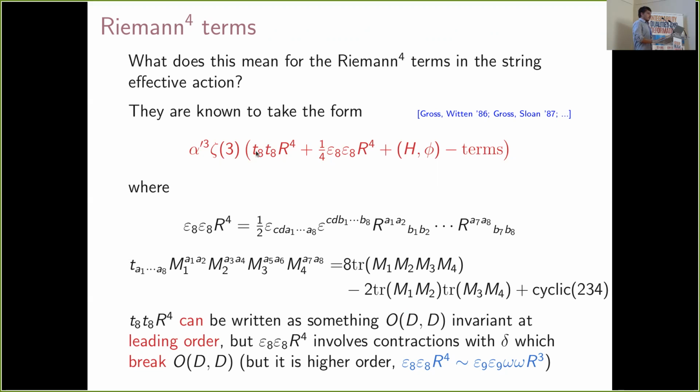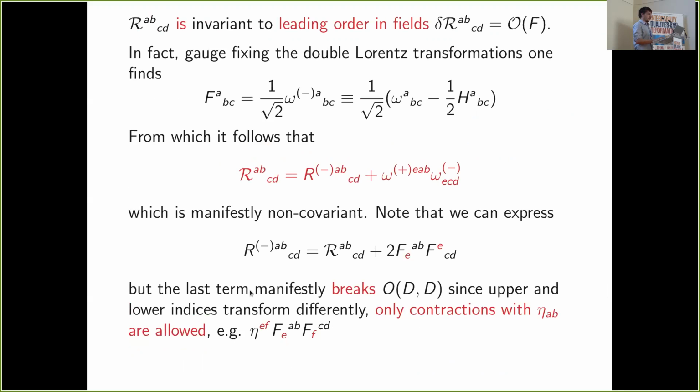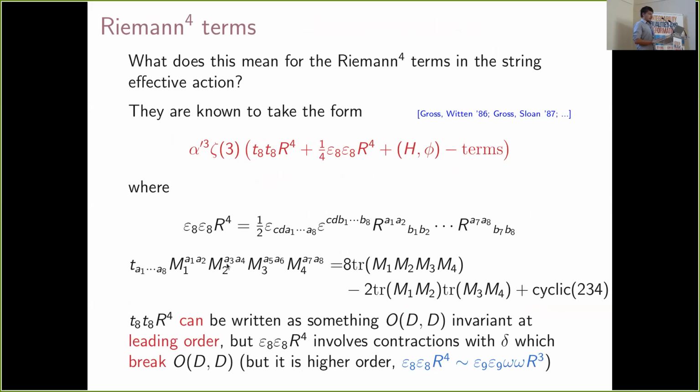And this first term, you can write as something ODD invariant at the leading order. If I just look at the quartic order in fields, basically by using this, if I set H to 0, this is just the Riemann tensor. And to leading order, this transforms like a nice thing. I can forget this quadratic guy that doesn't transform nicely. And so at the leading order, this is fine under ODD.